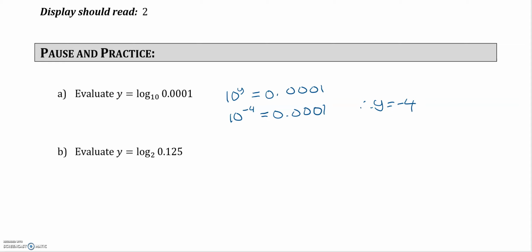In part B, we have y is equal to log of base 2 of 0.125.